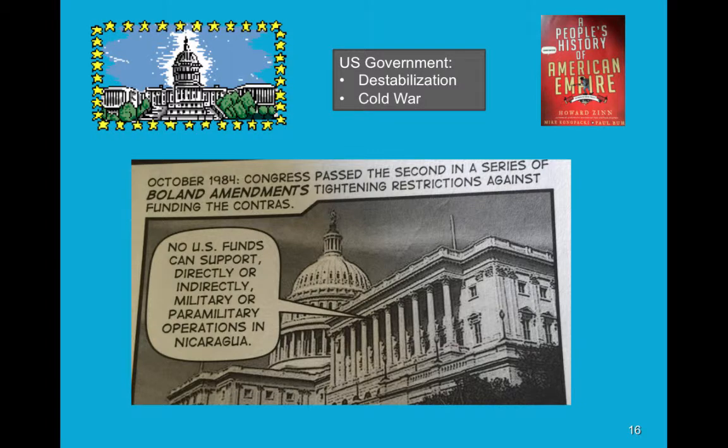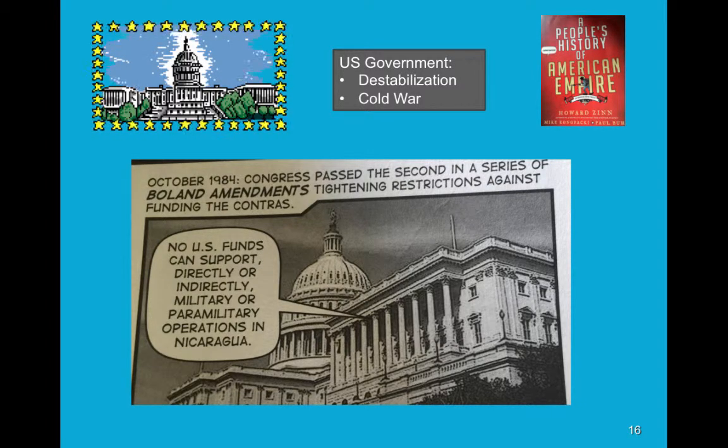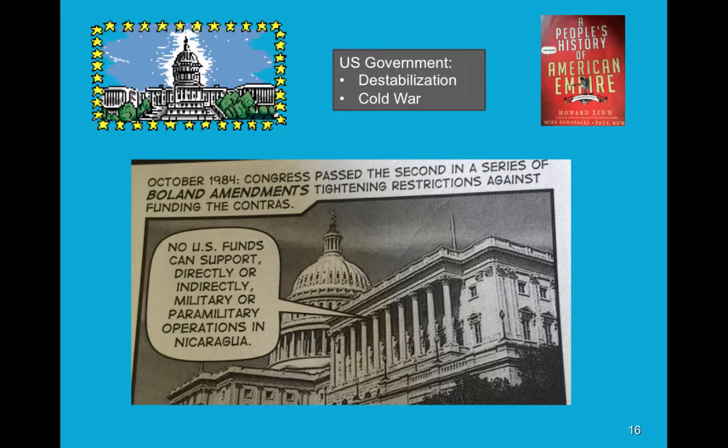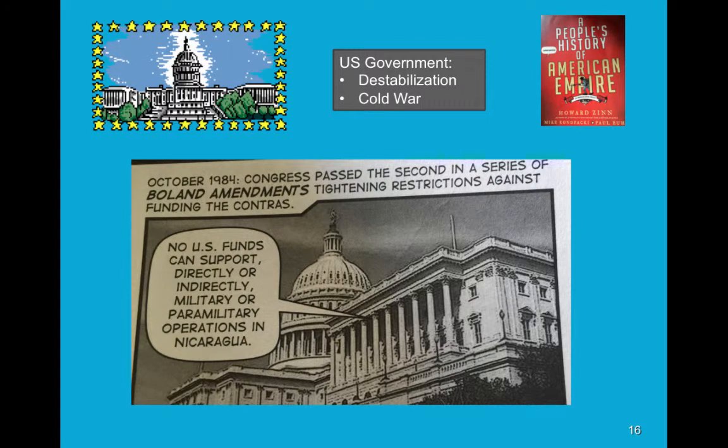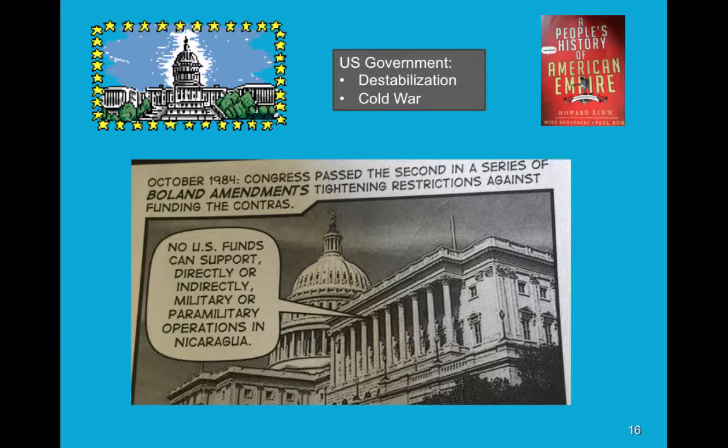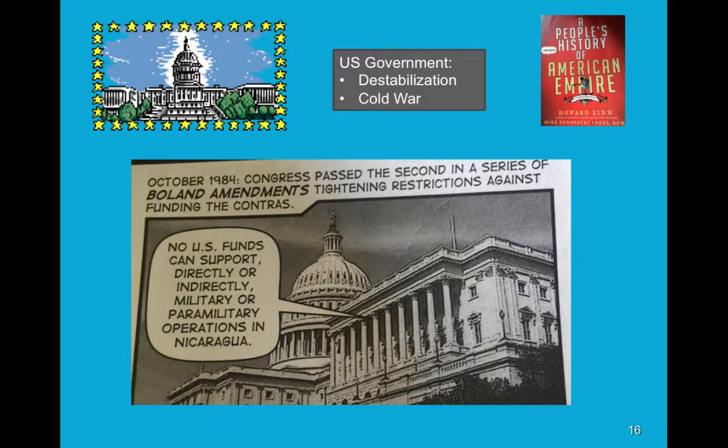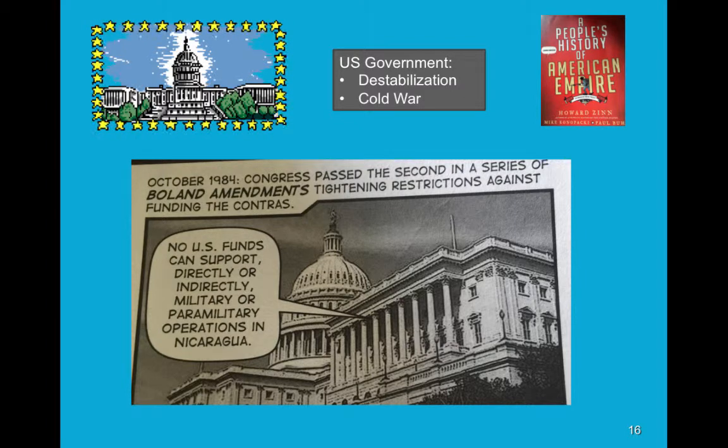October 1984, Congress passed the second in a series of Boland amendments tightening restrictions against funding the Contras. The people that we're funding to fight against the Sandinistas, the Somozas, we now call them the Contras, because they're fighting against the Somozas. No U.S. funds can support directly or indirectly military or paramilitary operations in Nicaragua.